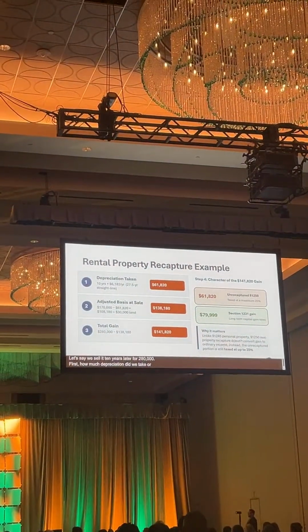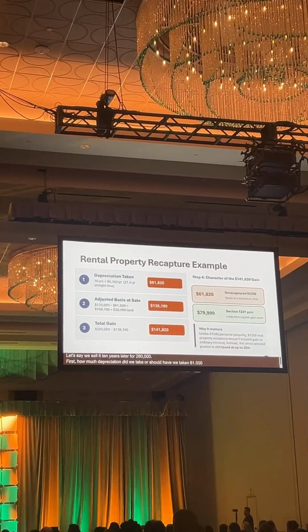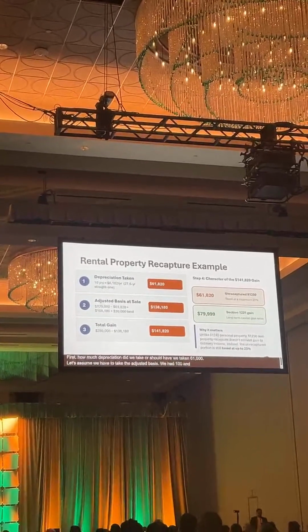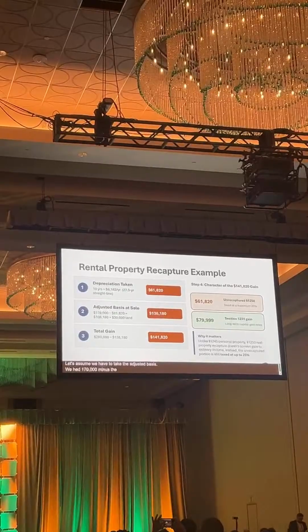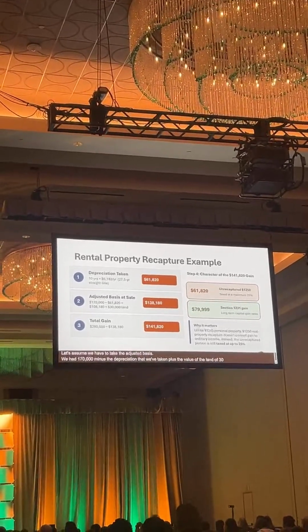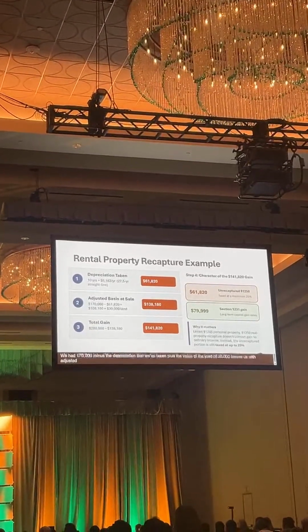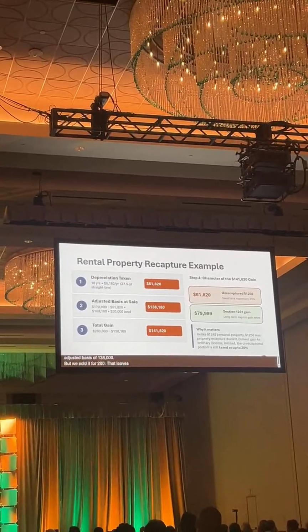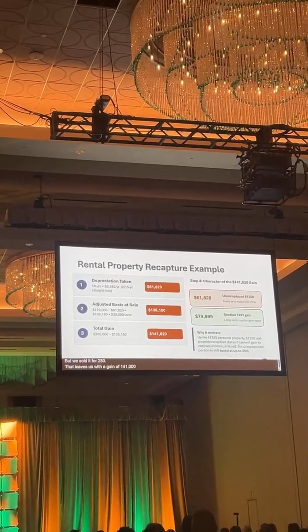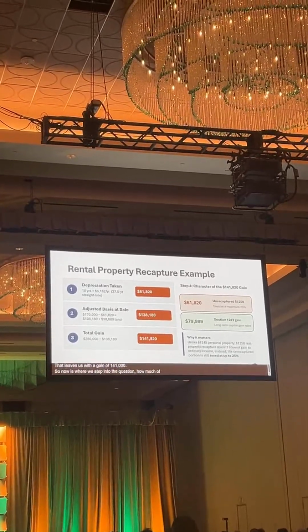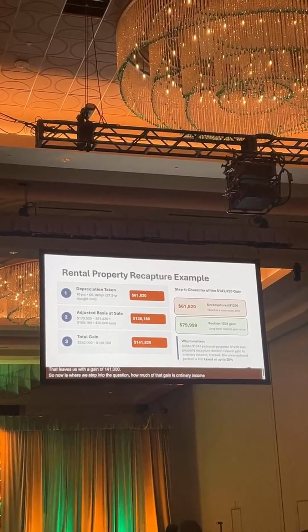First, how much depreciation did we take, or should we have taken? $61,000, let's assume. We have to take the adjusted basis. We had $170,000 minus the depreciation that we've taken, plus the value of the land of $30,000. Leaves us with adjusted basis of $138,000. But we sold it for $280,000. That leaves us with a gain of $141,000. So now is where we step into the question. How much of that gain is ordinary income? How much is it capital gain?